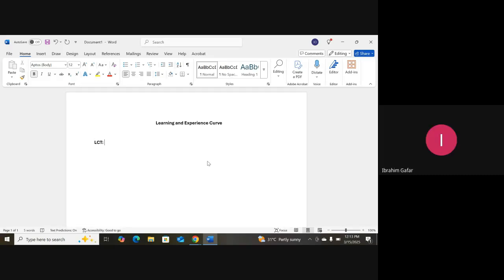Okay. So that's the theory about this learning curve. That is what I said. It implies that the average time taken per unit will fall for all units produced to date by a constant percentage whenever the cumulative output of a product is doubled. So whenever it is doubled, then the average time will begin to fall.